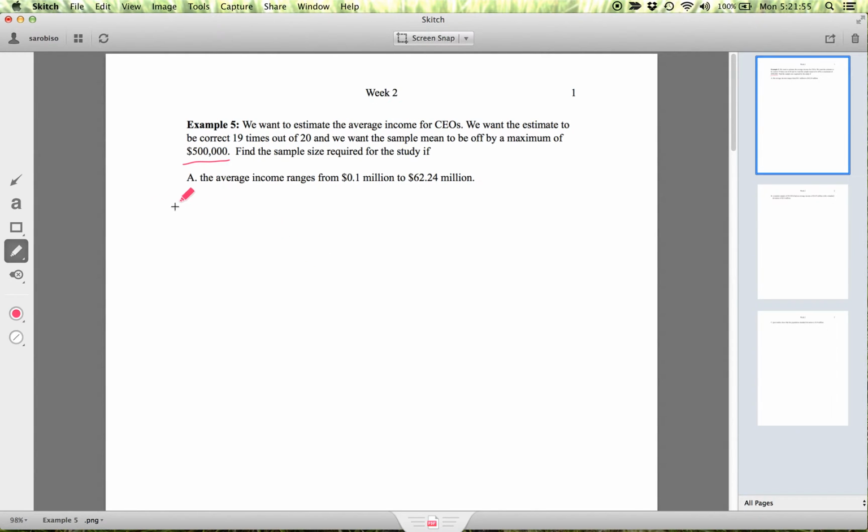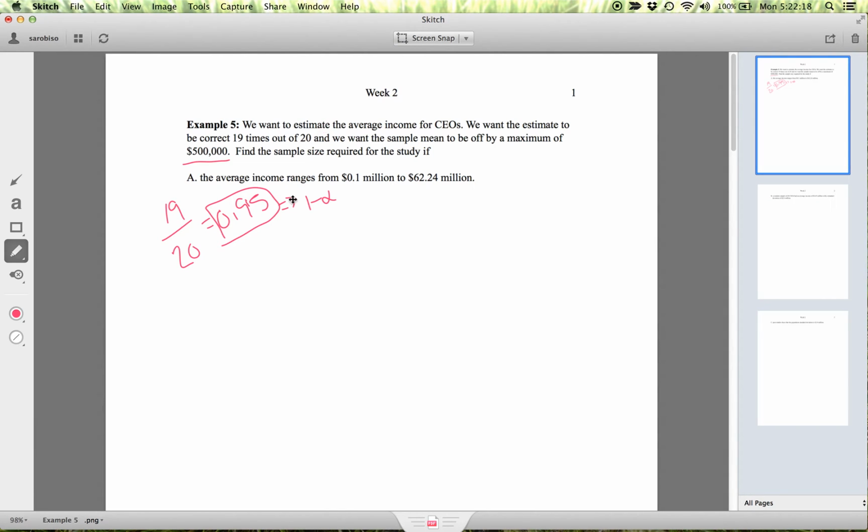Okay, so here we're not told the level of confidence, but it does say that we want to be right 19 out of 20 times, which gives us 0.95. So there is our confidence level. It is, as it normally is, 95%.